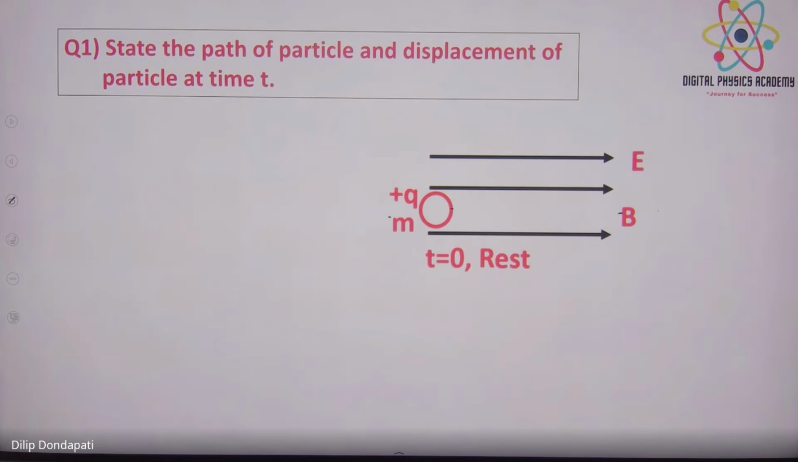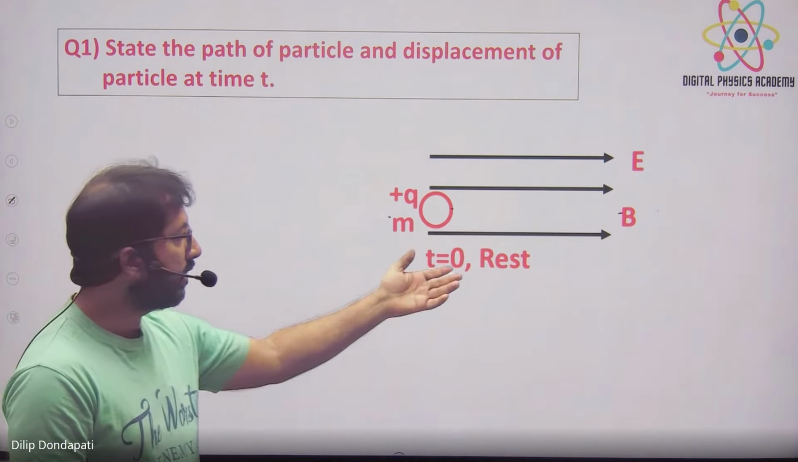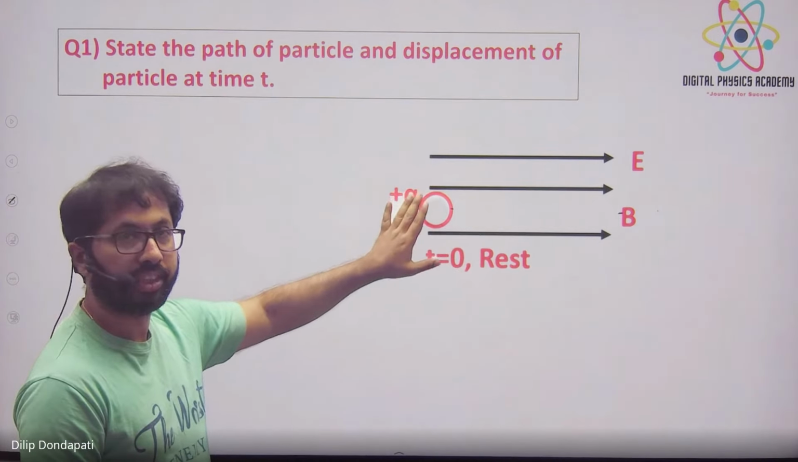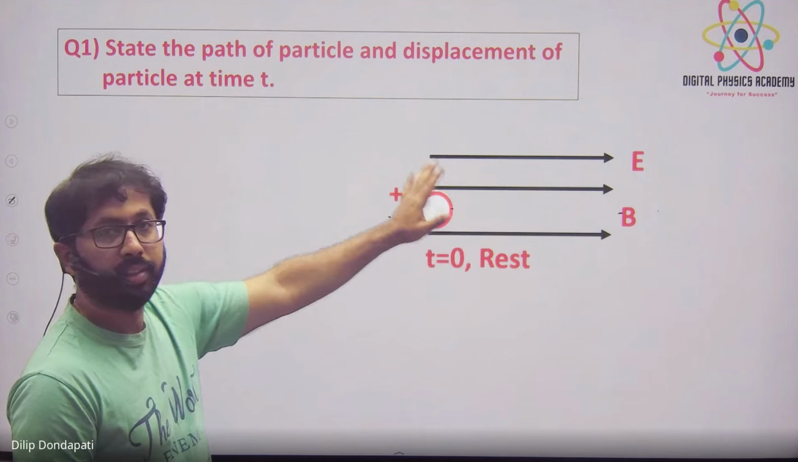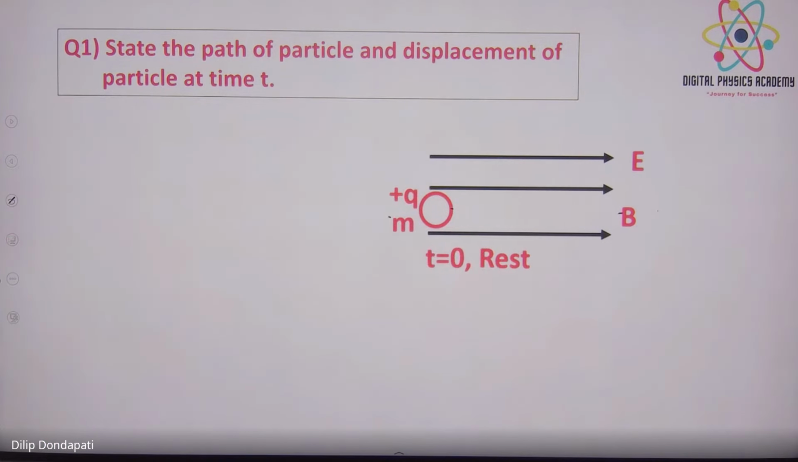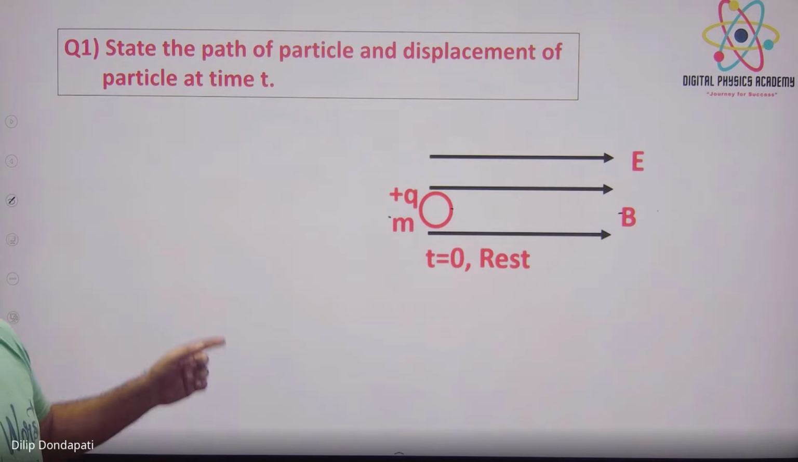State the path of the particle and displacement of the particle after t seconds. Initially object is at rest, मतलब object means charge is at rest of mass m. Both electric and magnetic field are parallel to each other. He is telling what is the path. Tell me first path क्या है? It is a straight line path. Now displacement find करो.